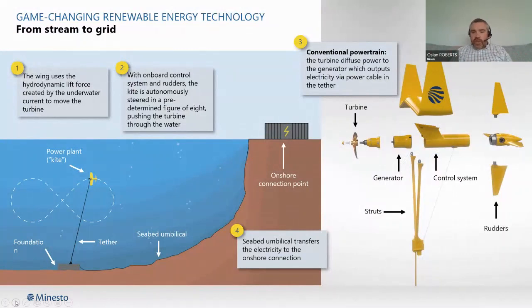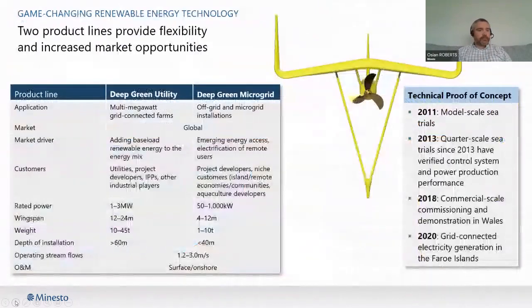Okay, so just a quick graphic on what the system looks like. It says from stream to grid. So if you imagine flying a kite in the wind, or a stunt kite for those of you who don't know, you can act as the anchor. You can move and manipulate that to fly a figure of 8 trajectory in that wind. We effectively do the same thing, but subsea, using hydrodynamics rather than aerodynamics. So you can see different parts of the system there, where it's grounded at the foundation, at the seabed, exporting the power through an umbilical to a shoreside connection point. I'll leave it there, so we'll go to the next slide, please.